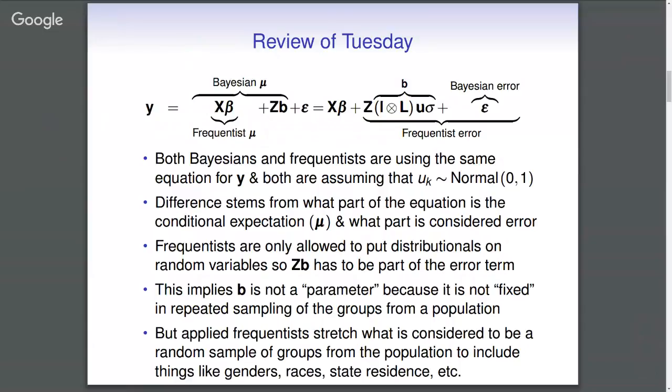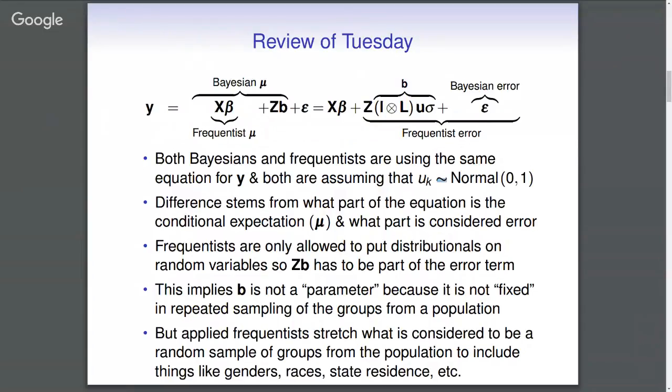And the reason why frequentists do this is because anything that's considered part of the error term, frequentists allow themselves to make distributional assumptions for the pieces of that. And so that's why frequentists get to assume that these U's are distributed standard normal. For a Bayesian, you put a prior that the U's are standard normal. For frequentists, technically this is an assumption rather than a belief.